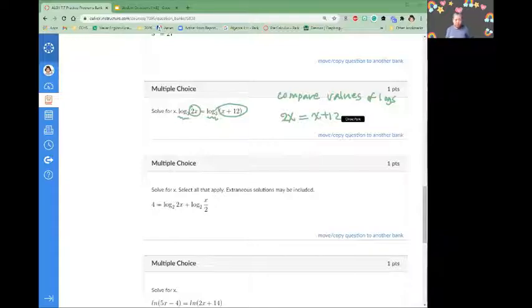Then it's just a matter of simple equation solving, right? Apparently, subtract x from both sides, it's going to make x equal 12. Then again, you have to check your answers. So check.